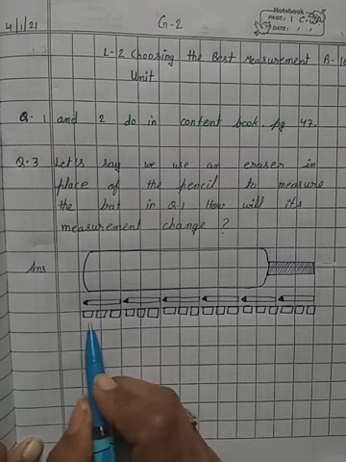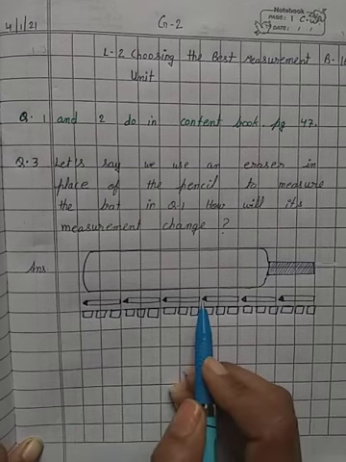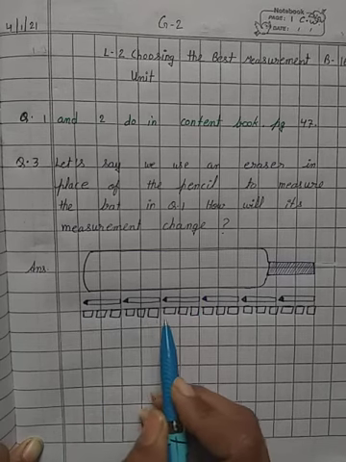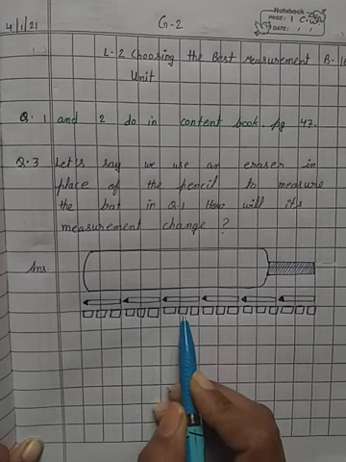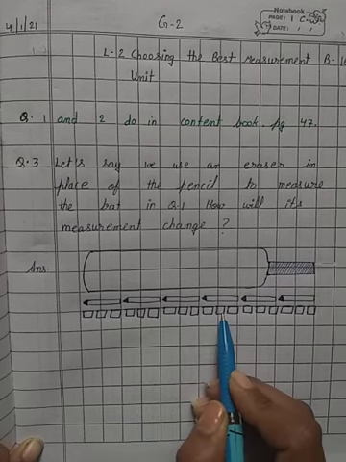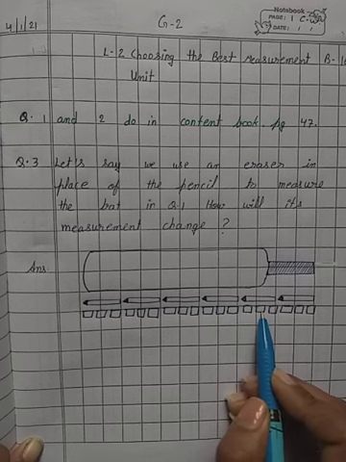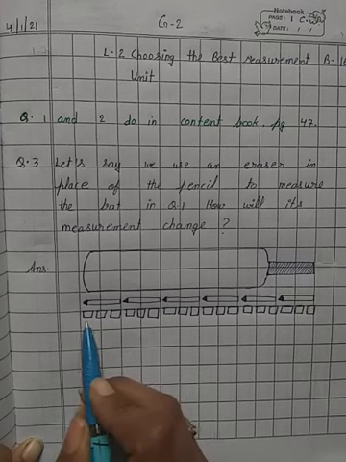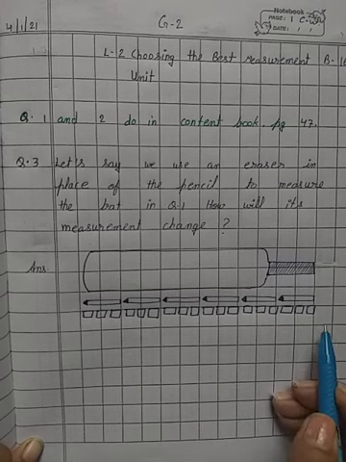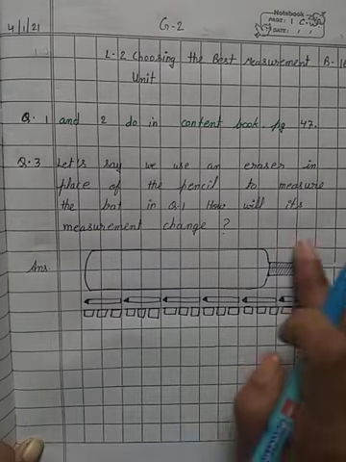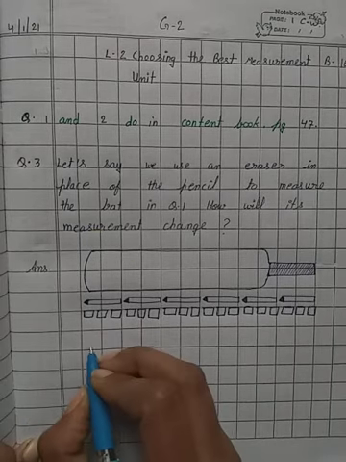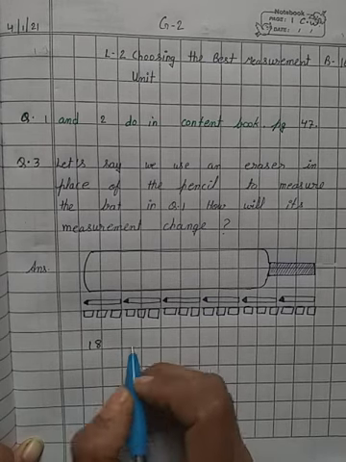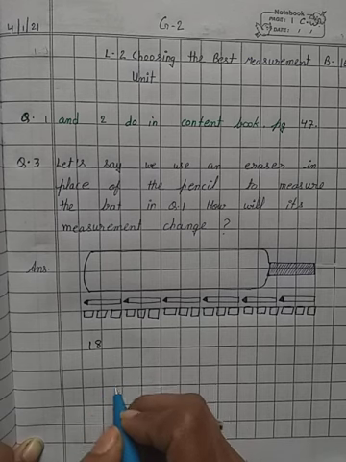Okay, let's see how many erasers we will use to measure the bat. 1, 2, 3, 4, 5, 6, 7, 8, 9, 10, 11, 12, 13, 14, 15, 16, 17, 18. Yes, we are using 18 erasers to measure the length of the bat. So the length of the bat is equal to 18 erasers.